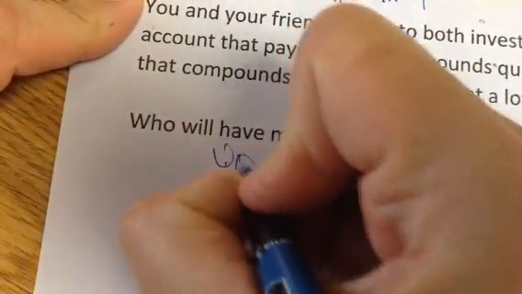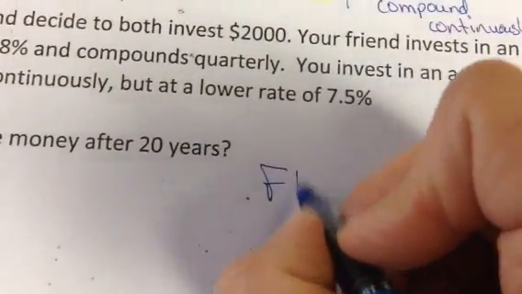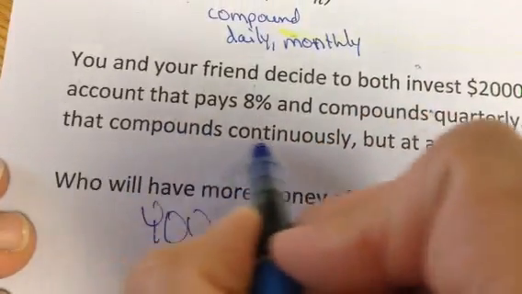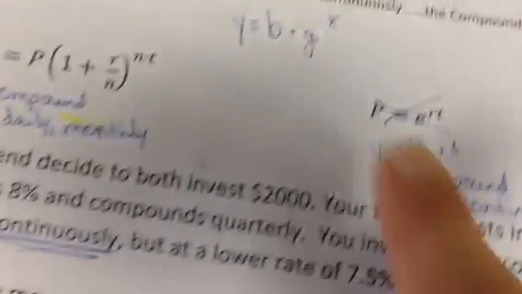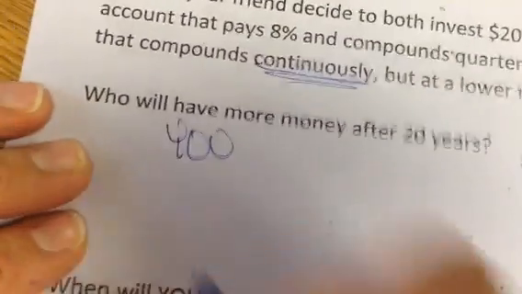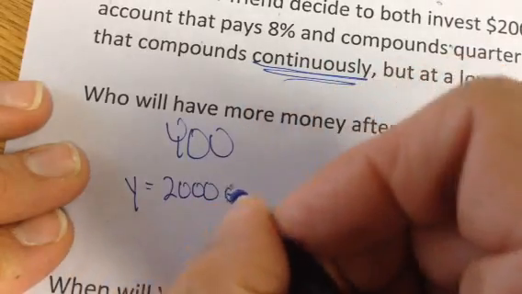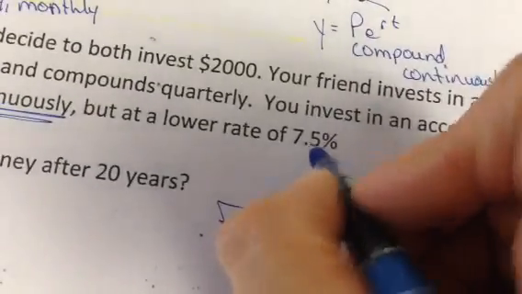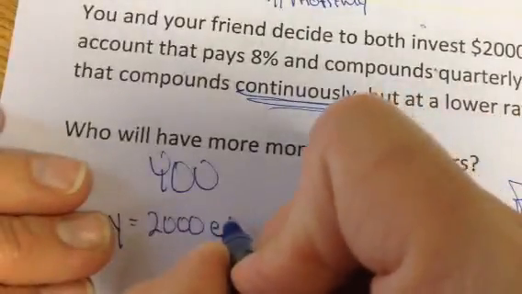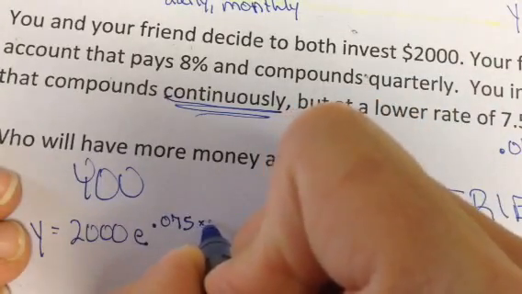So there's you, and then there's your friend. So we're going to start with you first. All right, since you're investing in an account that compounds continuously, we're going to be using this formula. So to get our answer, we need our principal, the initial amount. So you're investing $2,000. You're going to use e, and then your rate. So you're at a rate of 7.5%, which is 0.075 as a decimal. And then your time is 20 years, so times 20.